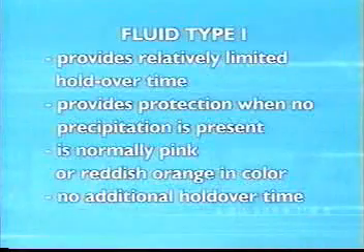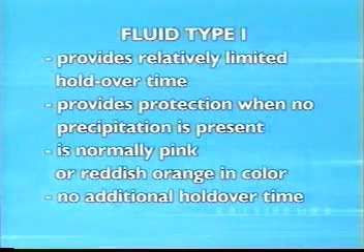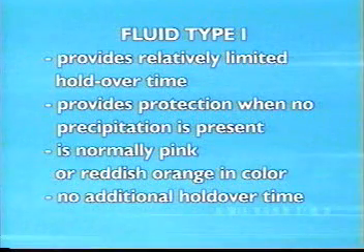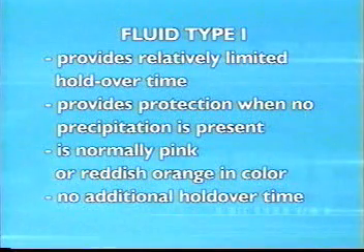The wetting agent allows the fluid to conform to the aircraft's surfaces. The inhibitors prevent corrosion and increase the flash point. The thickening agent, normally propylene glycol with polymers, enables the coating of fluid to remain on aircraft surfaces for longer periods. Type 1 fluid is unthickened, while fluids from type 2 to 4 are thickened. Type 1 fluid characteristically forms a thin wetting film which provides relatively limited holdover time and provides protection against refreezing when no precipitation is present.